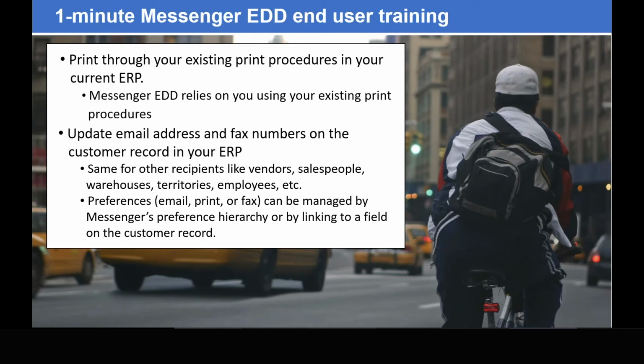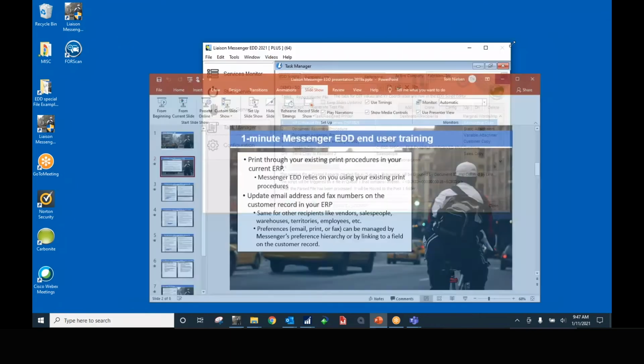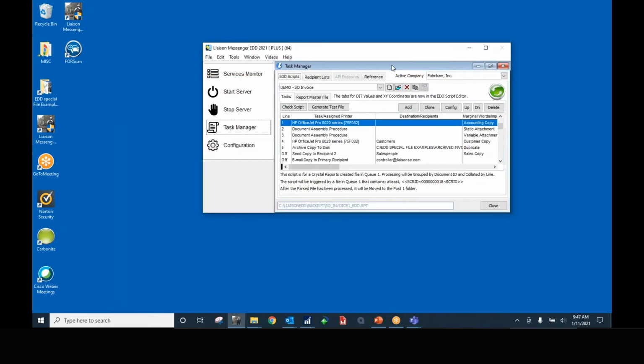assigned printer. So if you have a batch of, say, 100 invoices, hopefully all of them have email addresses, but if you don't, it's going to email out, say, the 95 that have email addresses, and the remaining 5 would be printed only because there was not an email address available. So just to summarize, from an end user perspective, you print with the print driver through the existing print procedure, and you update email addresses on the customer record. Everything else we're going to cover now is all initial setup on the Messenger server machine.